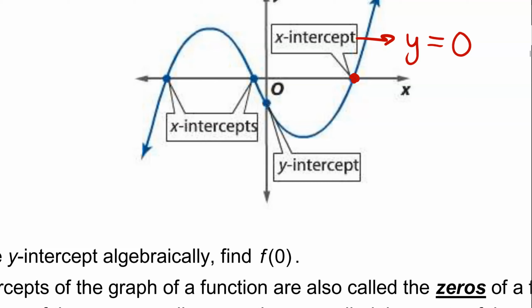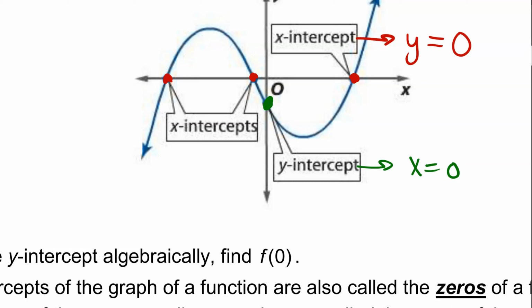Okay, so here are your x-intercepts. Now let's talk about y-intercepts. Your y-intercepts occur where it crosses the y-axis. What is the x value of the y-axis? 0. So the y-intercept is where x equals 0, and the x-intercept is where y equals 0.